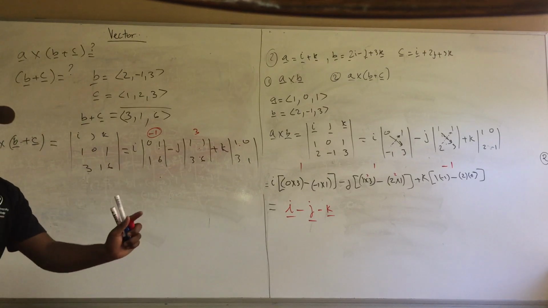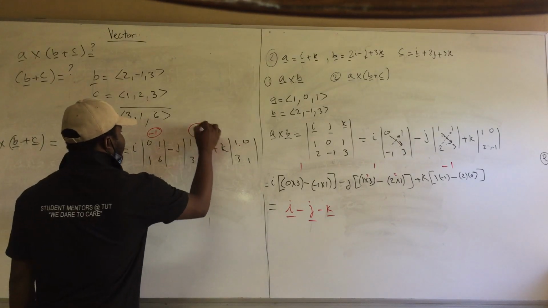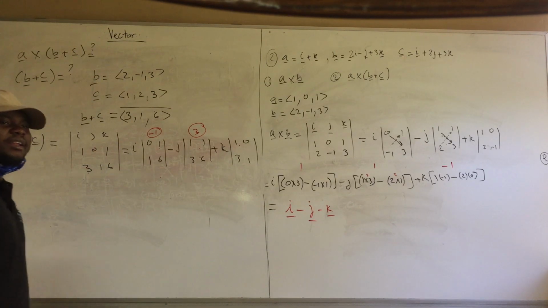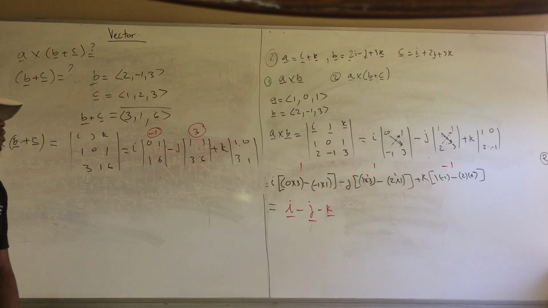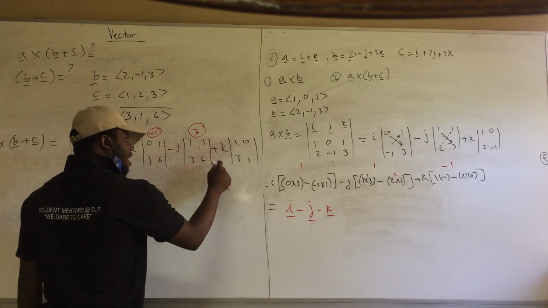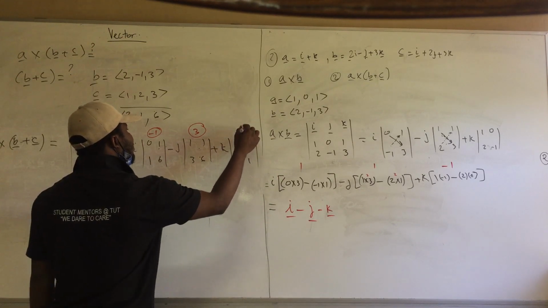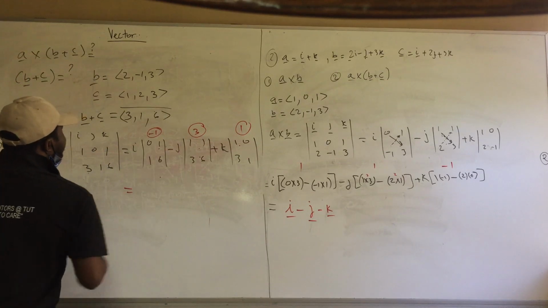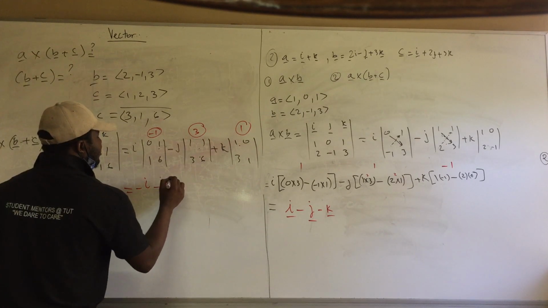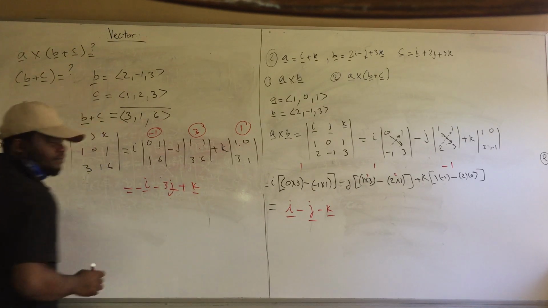It's going to be 6 minus 3. It's giving you 3. Alright? I'm having 3 here. And then here it's going to be 1 times 1, which is 1, minus 3 times 0. 1 times 1 is 1, minus 3 times 0, which is 0. So I'm going to have only 1 here. So my equation will be equal to minus i, minus 3j, and then plus k. Like that.